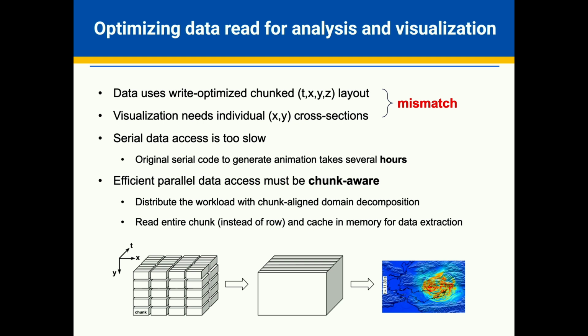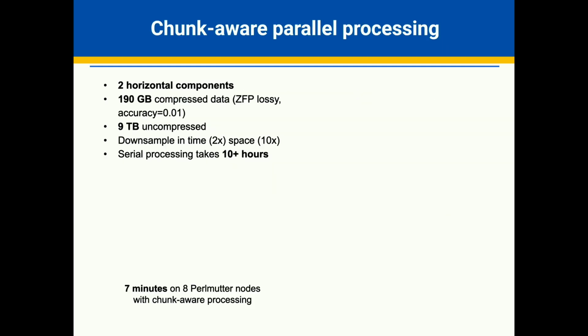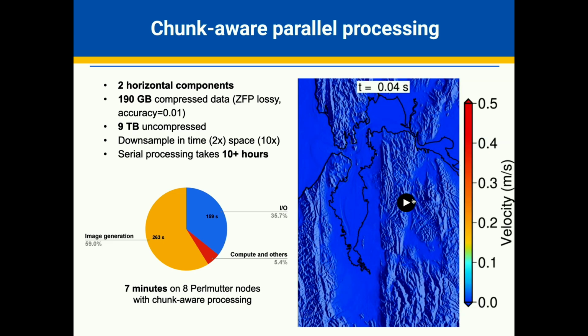For example, one thing we do a lot is generate an animation of the simulation runs, and if we do serial processing, the generation of the animation will take hours. If we do it in parallel, and optimize it by doing the access based on chunks, it's much faster. So here is an example. I will just play, on the right-hand side, the animation from one of our simulations.